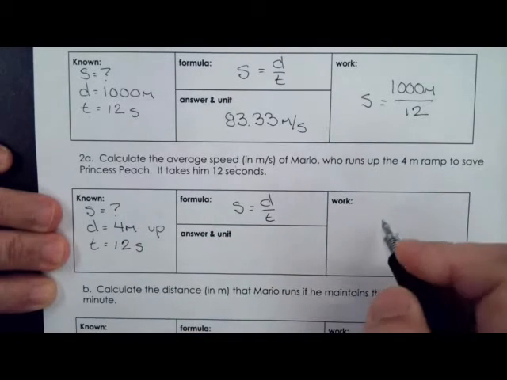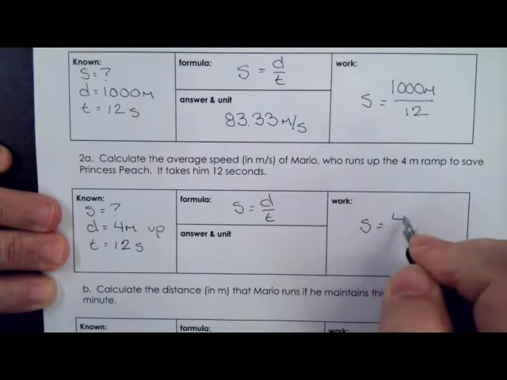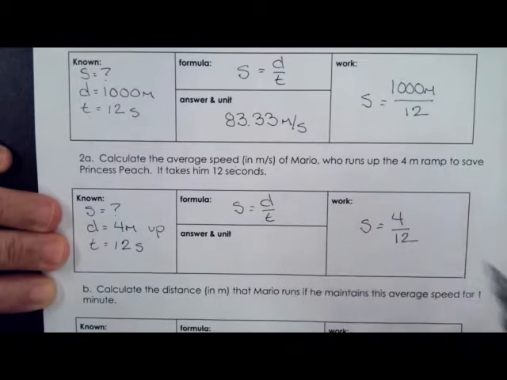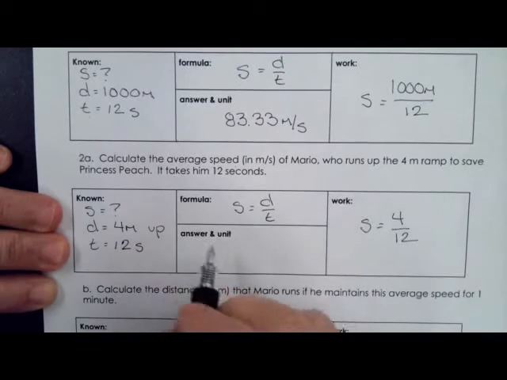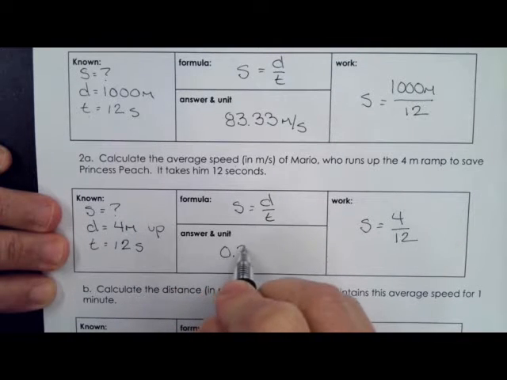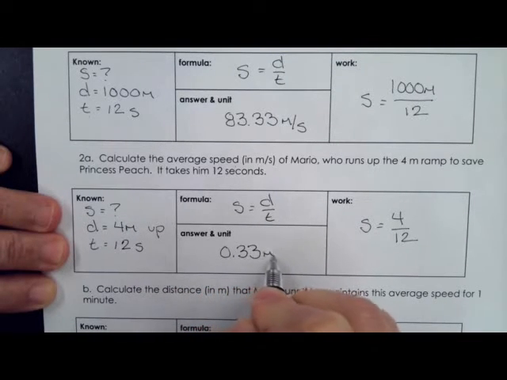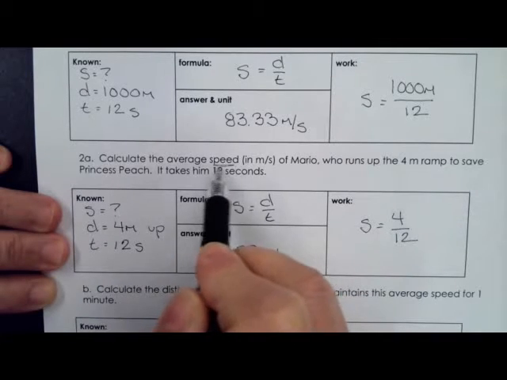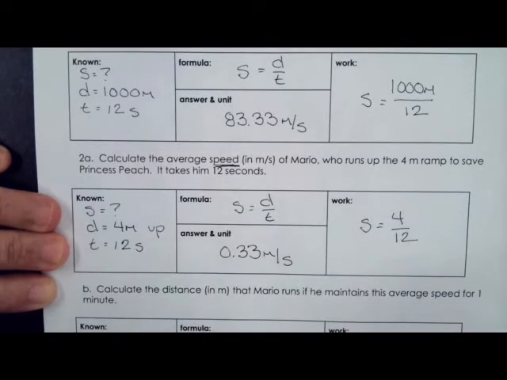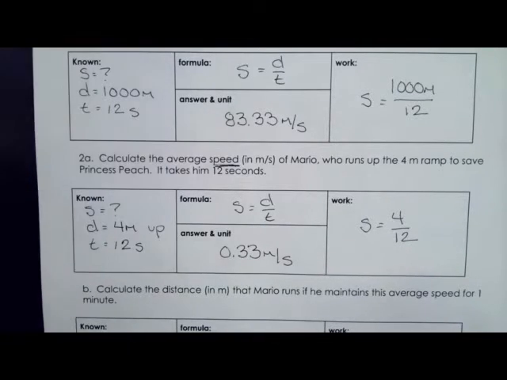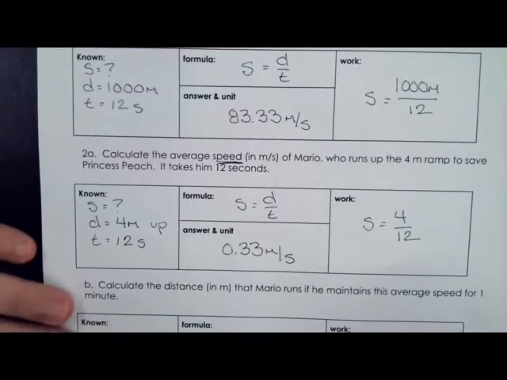Let's plug into that formula. S equals 4 divided by 12. And that looks like about a third to me, so 0.33 meters per second. And because we're asked for speed, we don't necessarily need to put the direction on that because it's a speed. If it was asking for velocity, then you would have to put that up on there.